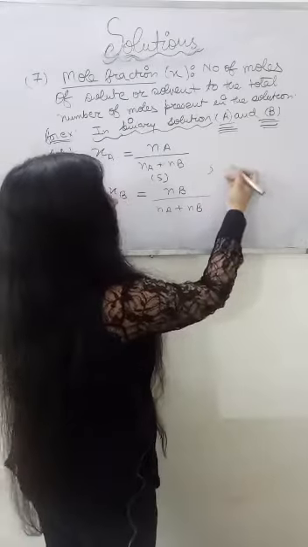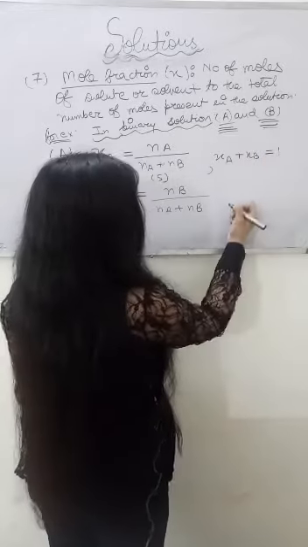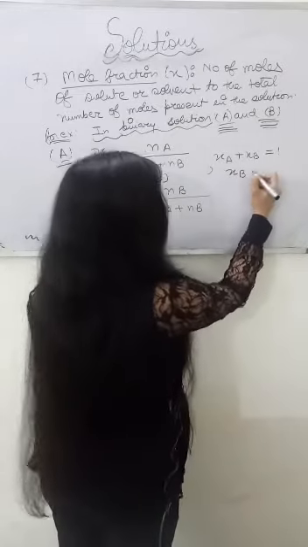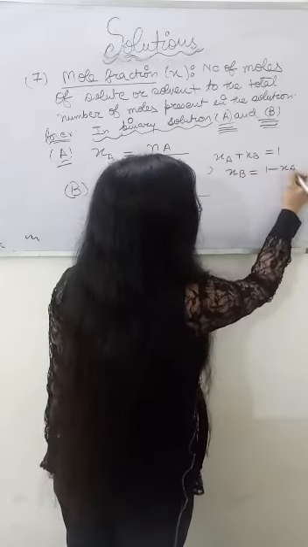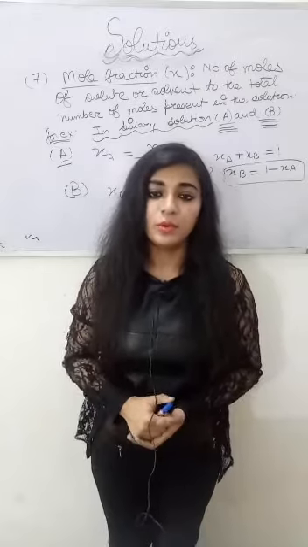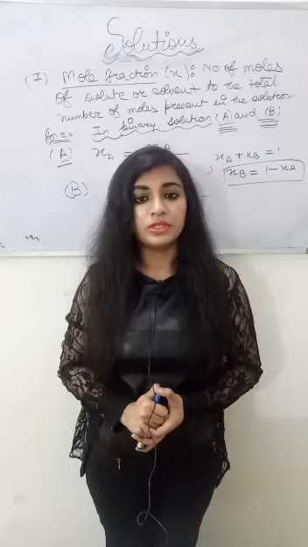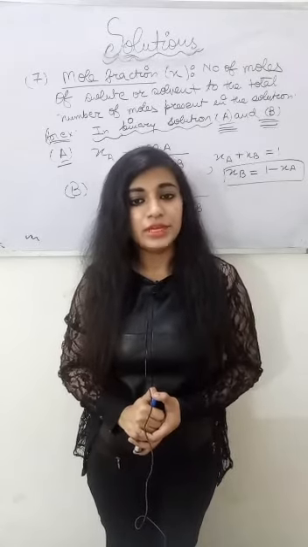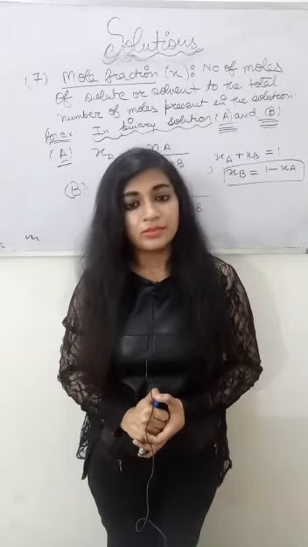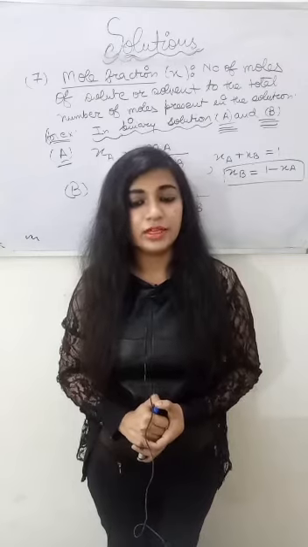Now we also write it this way: Xa plus Xb is equal to 1. Or if we want to know the mole fraction Xb, then it will be 1 minus Xa. So I hope you are getting this. What is mole fraction? It is the number of moles of solute or solvent to the total number of moles present in the solution. If we take a binary solution, what is a binary solution? If two components are present, then it is termed as a binary solution.